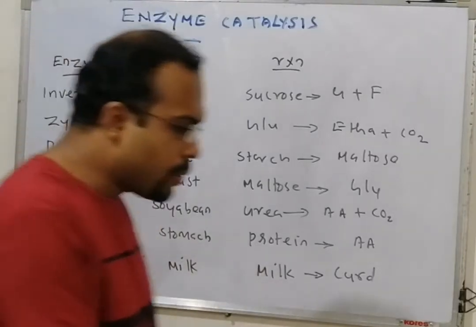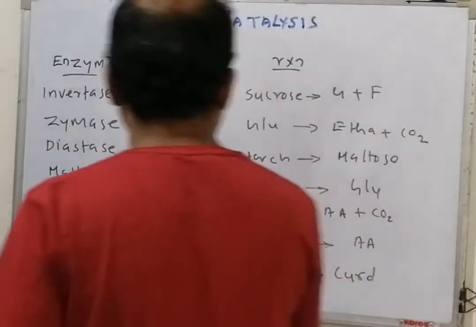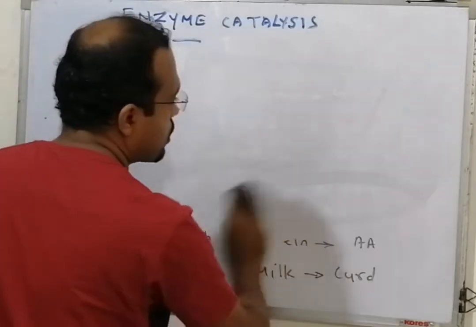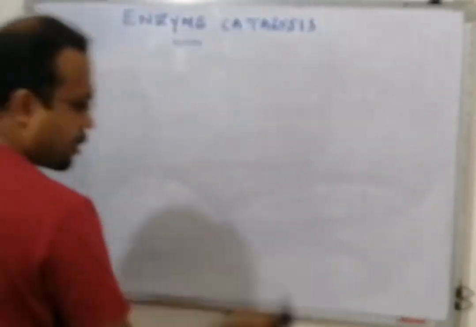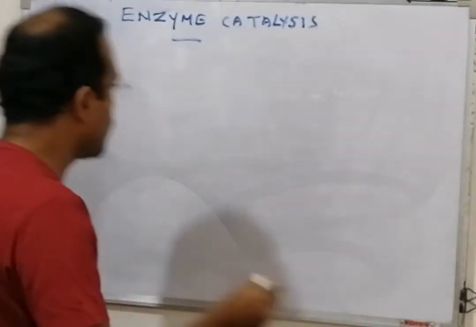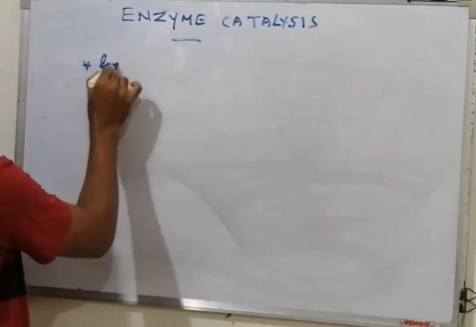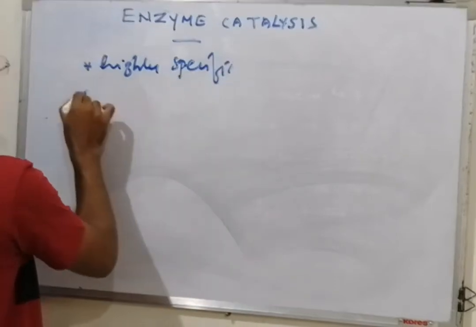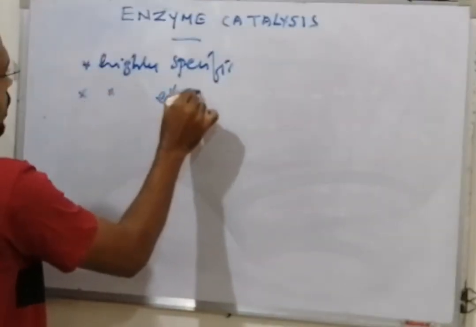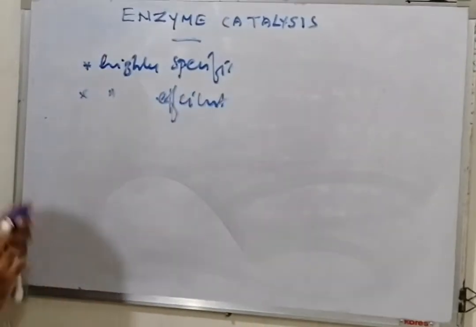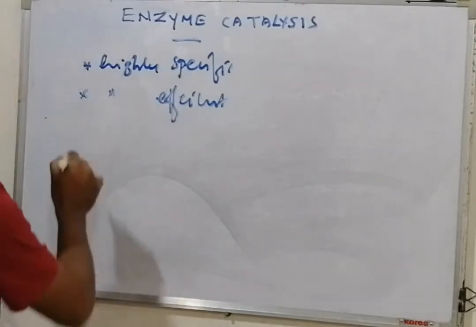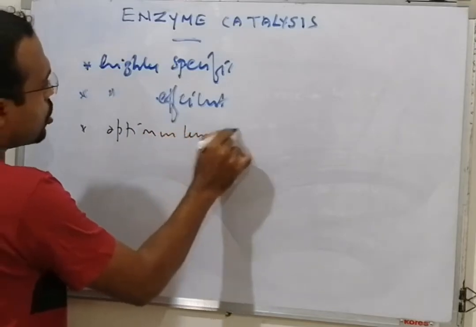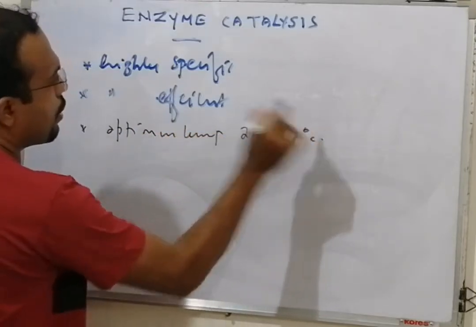Now, characteristics of enzyme catalysis. Enzyme catalysis has some specific characteristics. Let us learn something. The first is it is highly specific. Second, highly efficient, because almost 100% efficient. Then, it has an optimum temperature, that is 25 to 37 degrees centigrade.